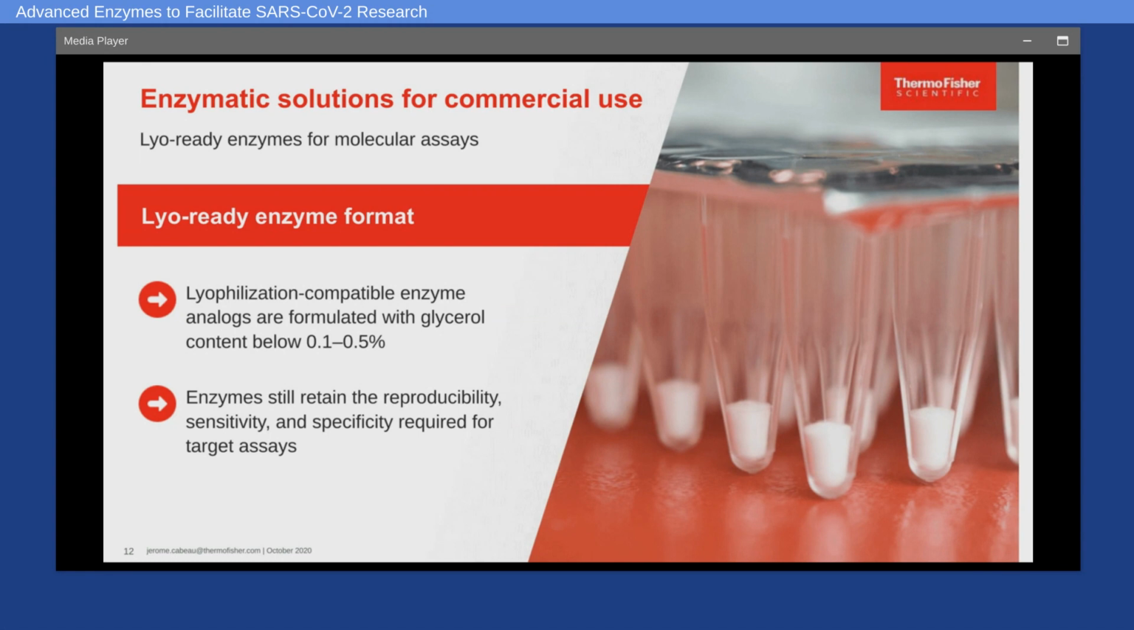However, the conventional enzyme formulation contains up to 50% glycerol, which stabilizes enzymes but interferes with the lyophilization process. A good lyo-ready enzyme should be formulated with glycerol content well below 0.5%. In the meantime, it should maintain equivalent performance in reproducibility, sensitivity, and specificity compared to the conventional formulation.